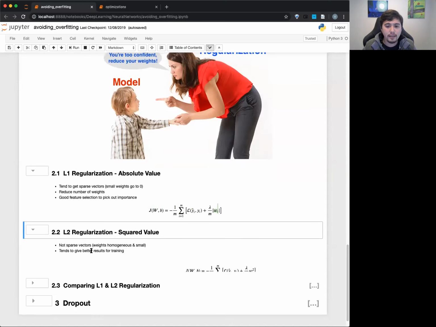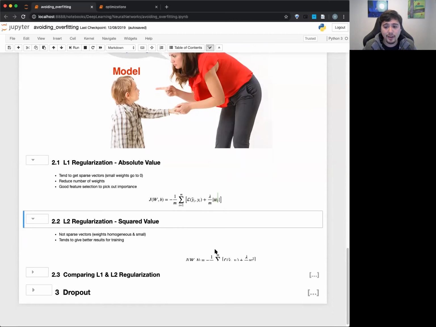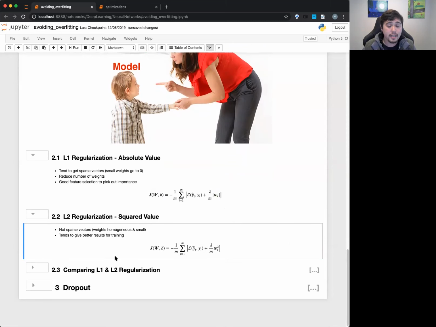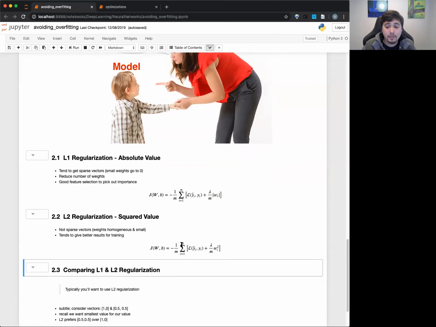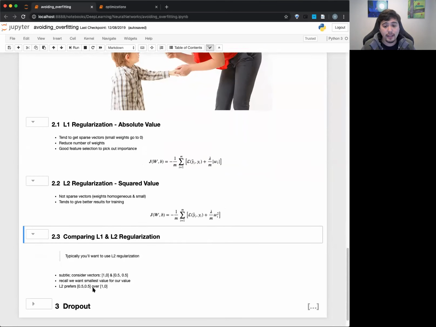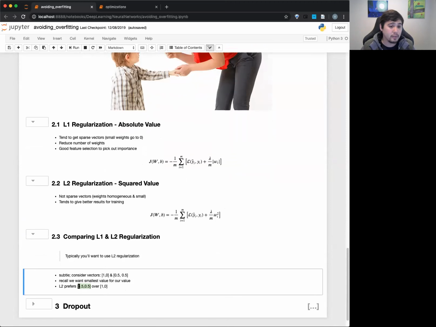Cool. And L2 regularization, right? Instead of using absolute value, we use squared value, and you can see it right here. In general, we'll use L2 regularization. This tends to give better results, and it tends to make the weights more homogeneous, more equal. I gave an analogy: if you had two vectors of weights, 0.5 and 0.5, and 1, 0, L2 will prefer 0.5 and 0.5 because they're close together. L1 will tend to get rid of weights, preferring one of the weights over the other, so it'll tend to prefer 1, 0.